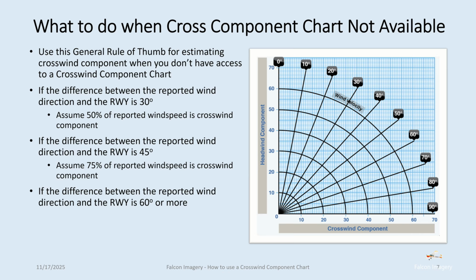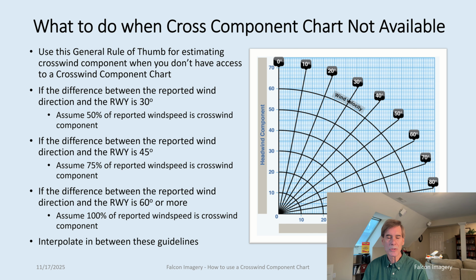If the difference between the reported wind direction and the runway is 60 degrees or more, assume 100% of the reported wind speed is crosswind component. And anything in between you can interpolate as just a general guideline. So that's how we use a crosswind component chart to determine the crosswind component and headwind component for the wind direction and wind speed based on the runway we plan to take off from.